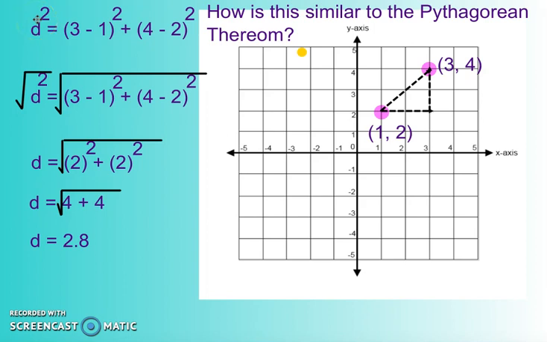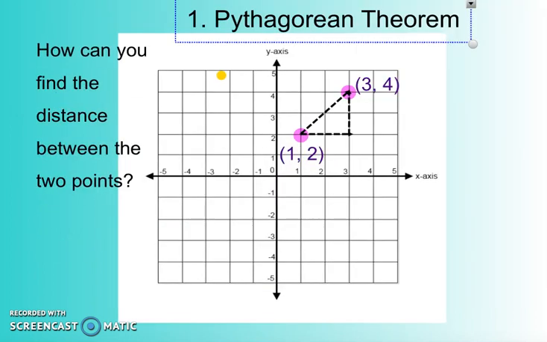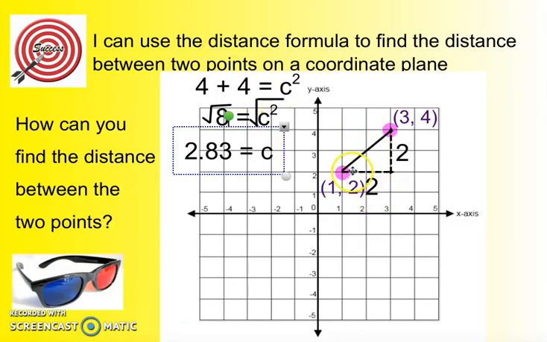Well, this is similar to that in the fact that a squared they found by taking the x's and subtracting them. Well, if I subtract the x's, that's on the x-axis. If I take the 3 minus the 1, isn't 3 minus 1, 2? And if we go back to our work, didn't we have a distance of 2 on the x-axis? And our distance on the y-axis was 2 as well.